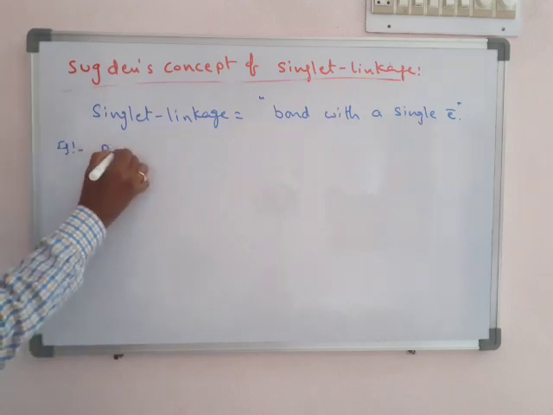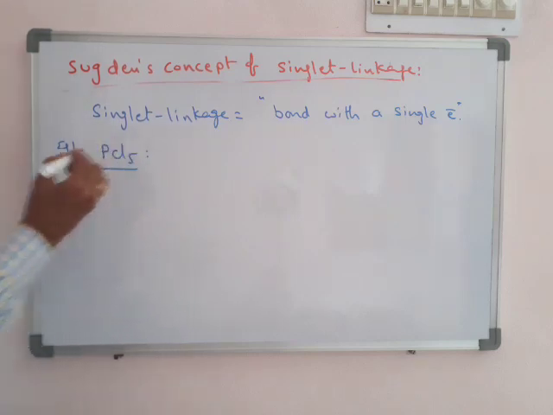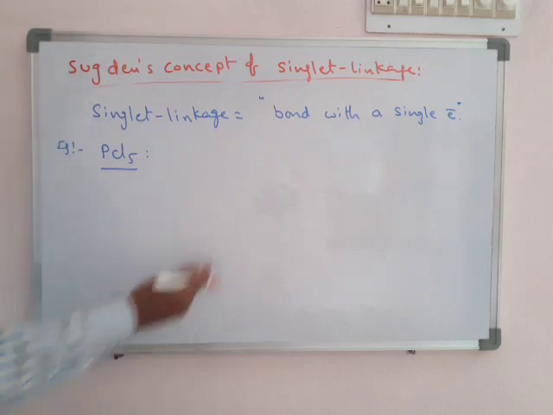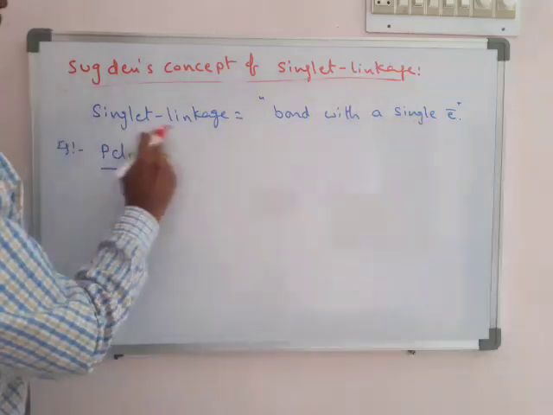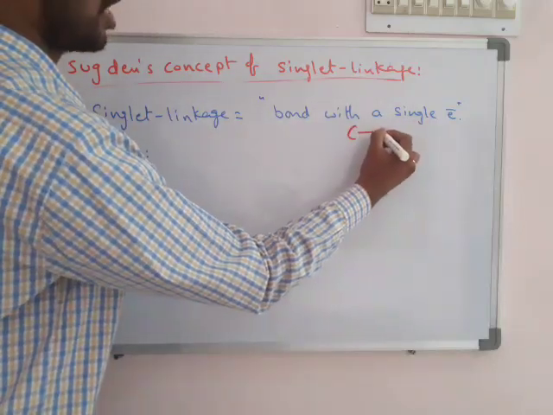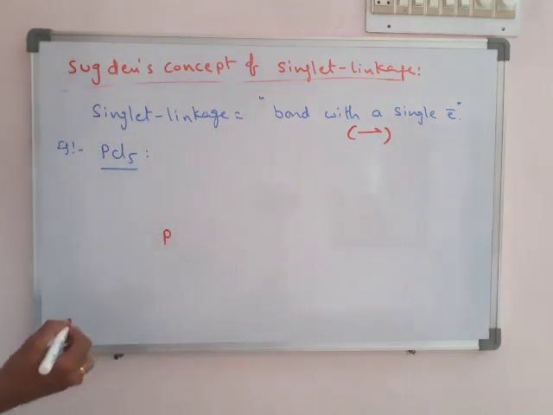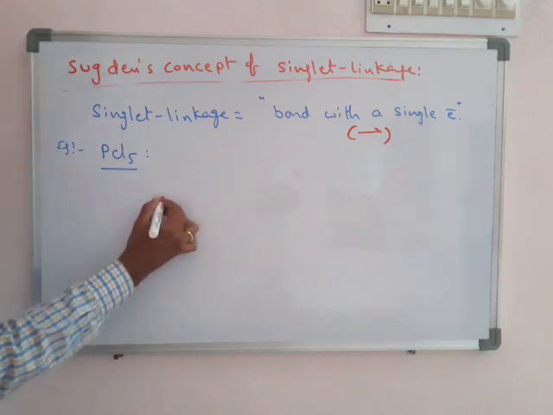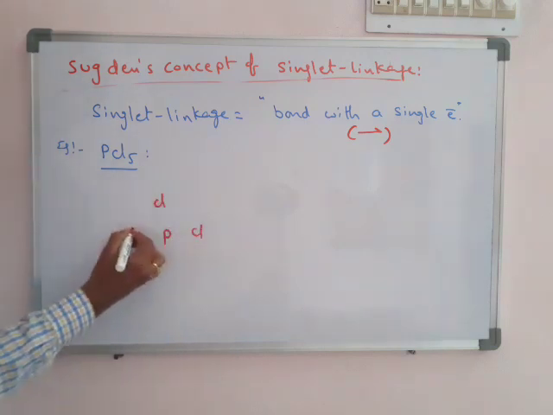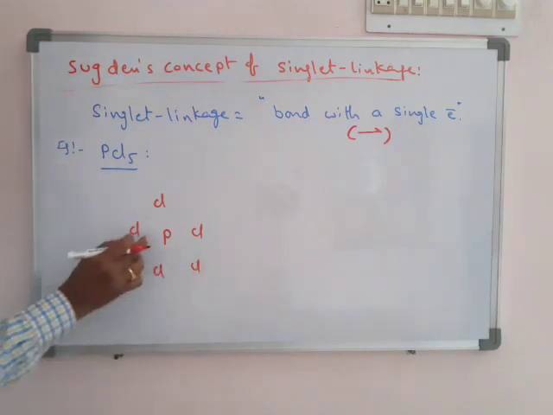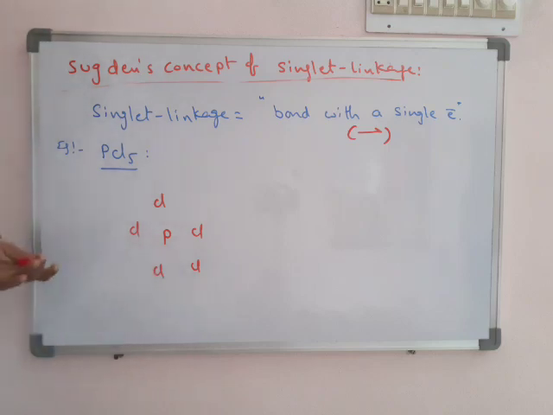For example, again we are taking PCl5. See, Sugden gave the PCl5 structure. A bond with a single electron is called singlet linkage, and it is indicated differently from the normal bond. In phosphorus PCl5, there is a deviation: phosphorus has more than 8 electrons. How do we overcome this with the help of a singlet linkage?